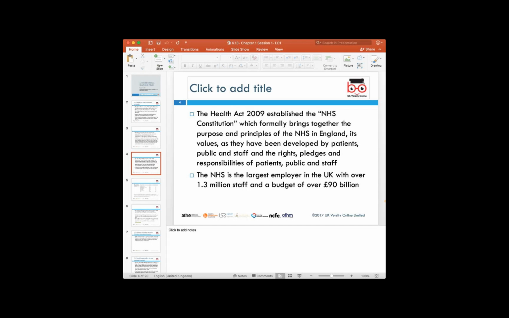Now, this was then made into law, and the rights, privileges, and obviously responsibilities of patients, the public, and staff were clearly defined in the Healthcare Act.